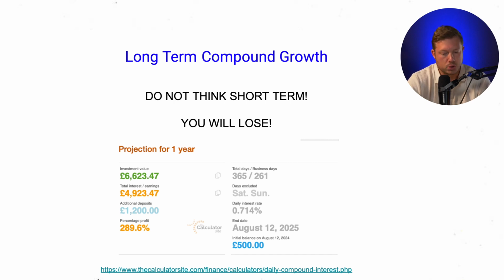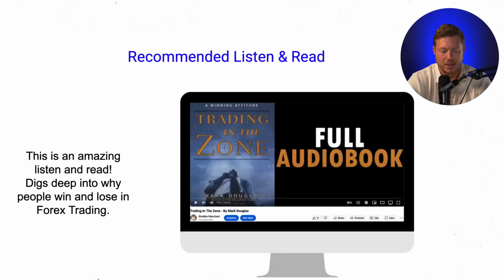If we were just to do small, consistent growth in the space of a year, there'd be 4,923 in total. So like I always like to show this here. You can head over to thecalculatorsite.com, click on the daily compound interest. I'm not going to go into this too much because, again, people get excited by the big numbers.